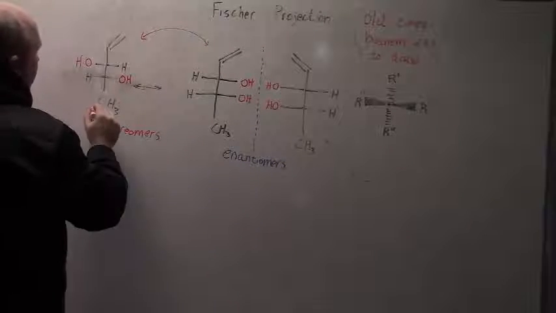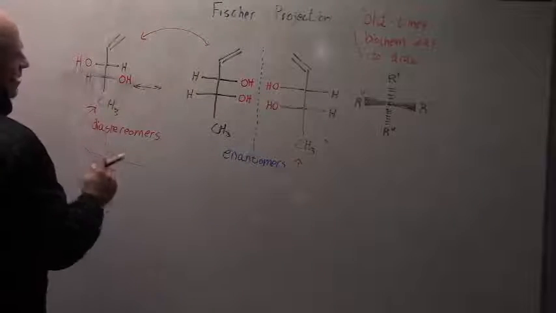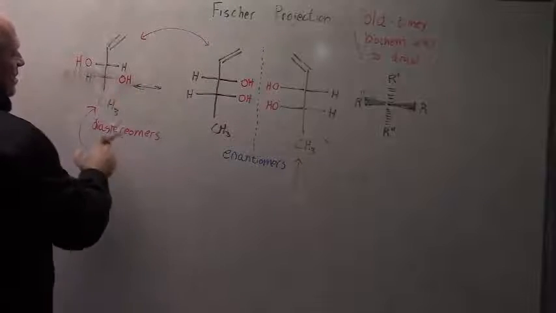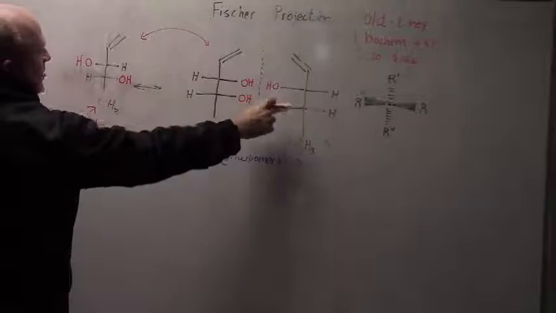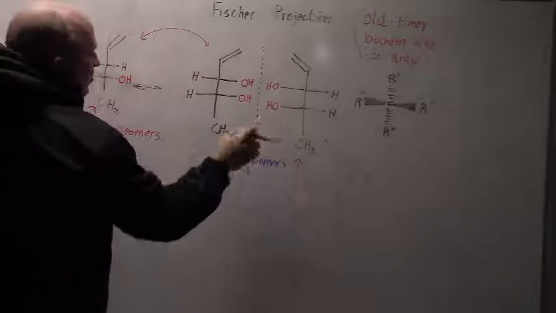On the other hand, these two molecules are also going to be diastereomers of each other, because of course this OH on top is the same, but the other one is flipped. The relationship between these two molecules is diastereomers, as is the relationship between these two. The relationship between these two, they are enantiomers.